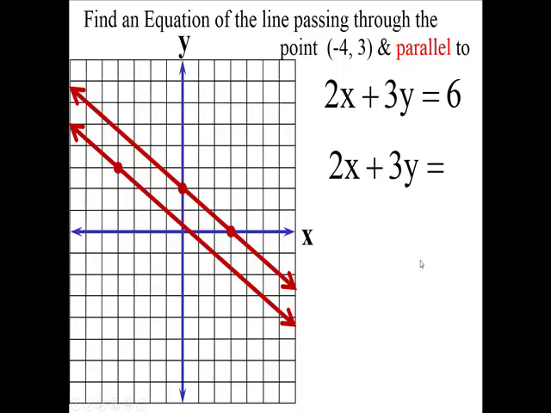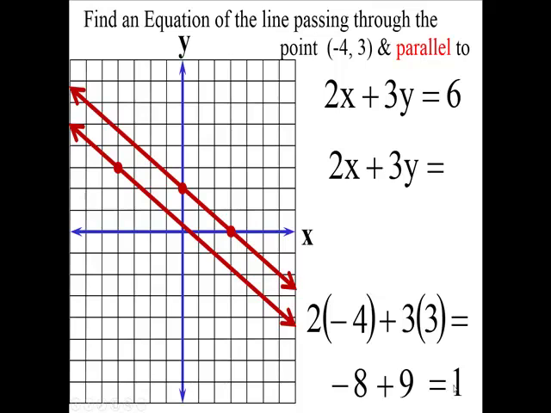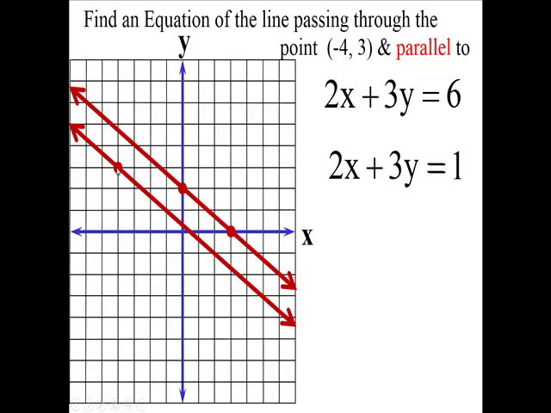Now we have to know what is the value over here, and that means we need to use the point (-4, 3) again. So in place of x, plug in the -4. In place of y, plug in this number right here. So we're going to get -8, and plus 9 is 1. So when this value is a 1 right here, we know it goes through that point and it's parallel to the original line. So this is the line that's parallel to this line, but this line goes through the point (-4, 3).